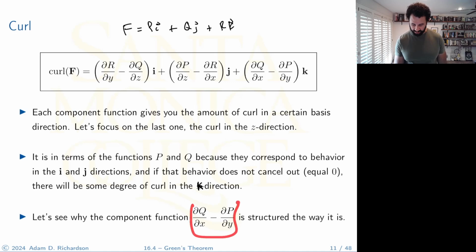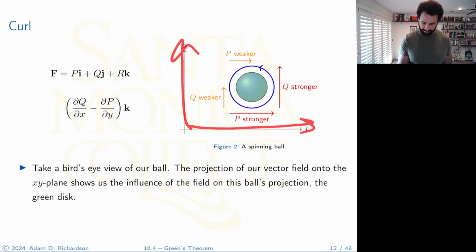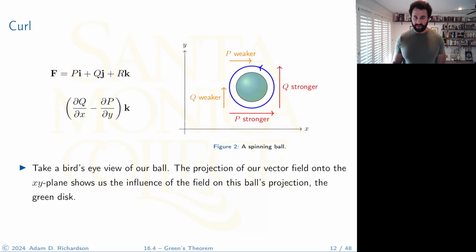So now let's look at this expression here and see why it's structured the way it is. Why does it actually look like this minus this? Let's get some deep intuition for it. What we're going to do is take a bird's eye view of our ball. Imagine you've got a ball submerged in your force field. This is that last term that we're looking at. We're going to project our ball down onto the xy plane, just like this. Now we're going to look at the influence just in these two dimensions. The green disk is basically our ball.